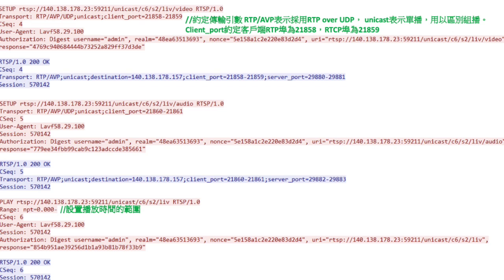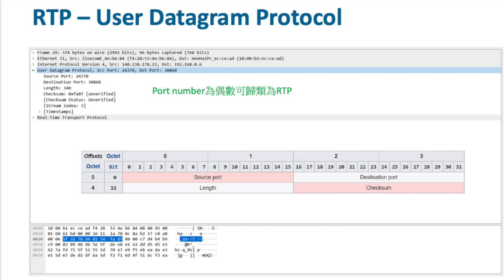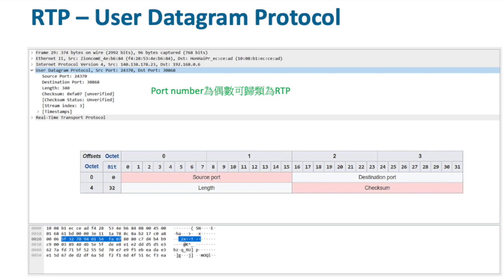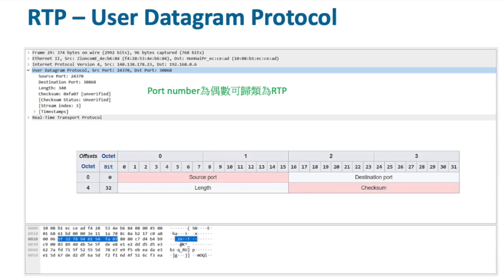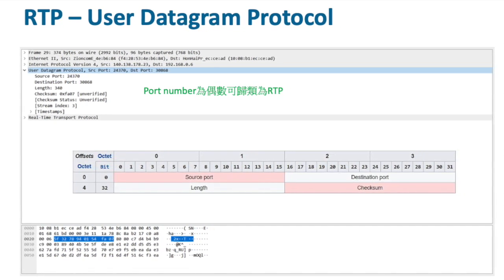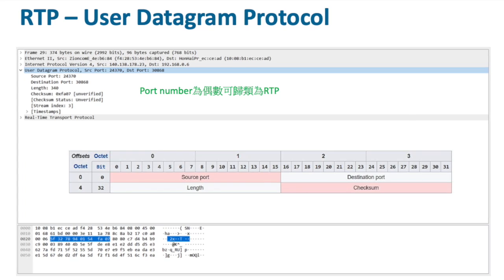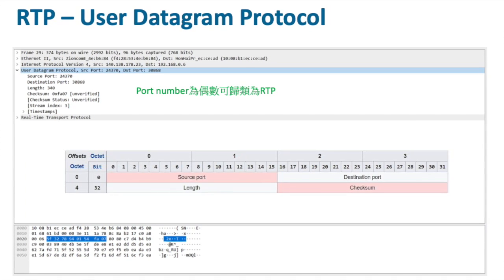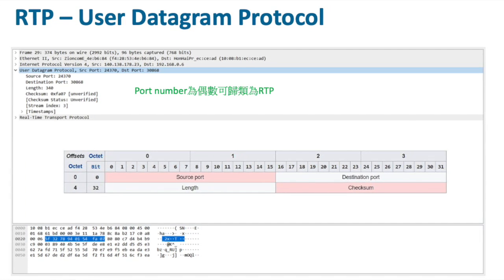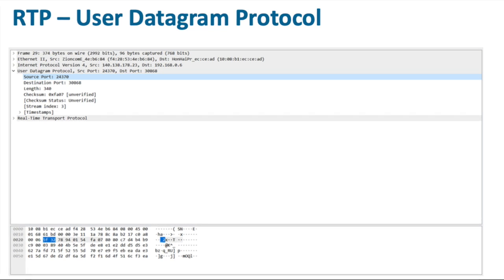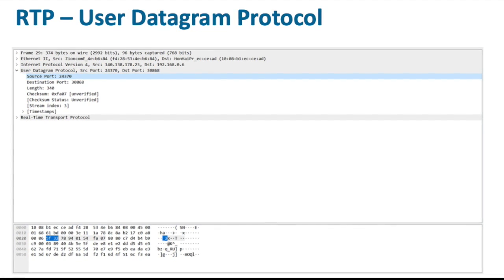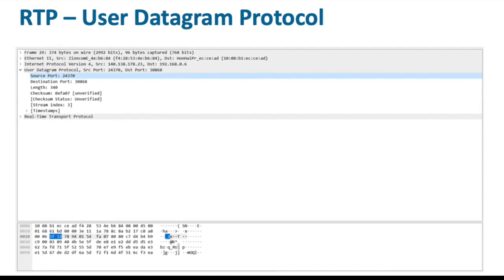It provides means for choosing delivery channels, such as UDP, multicast UDP and TCP, and delivery mechanisms based upon RTP. RTP is typically run on top of UDP to make use of its multiplexing and checksum functions. TCP and UDP are the two most commonly used transport protocols on the Internet.